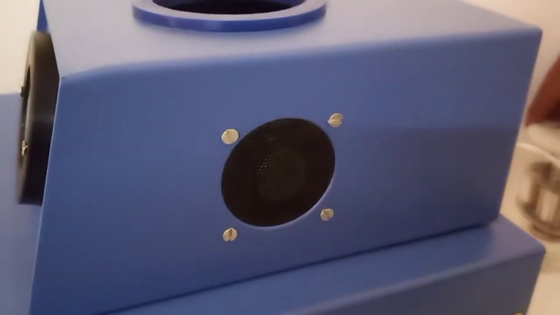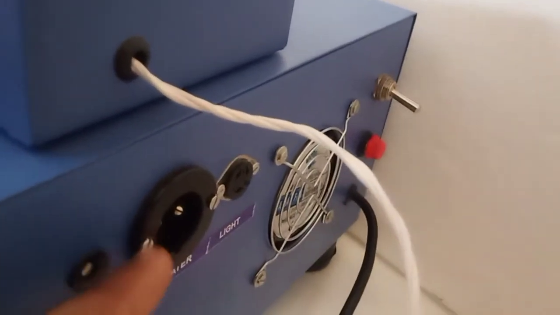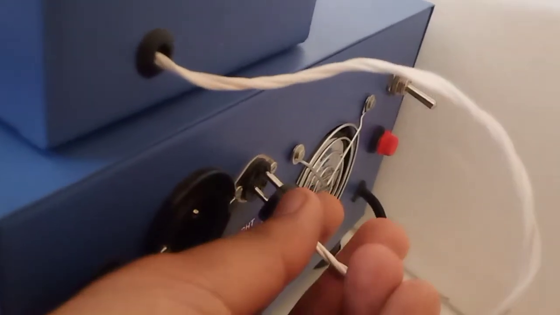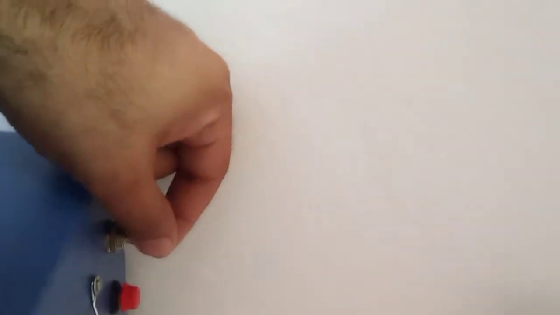2 fans are there on both sides, which helps in cooling the beaker. At the back side of the instrument, this socket is for heater. This is for light connectivity. This is on off. This is a fuse.